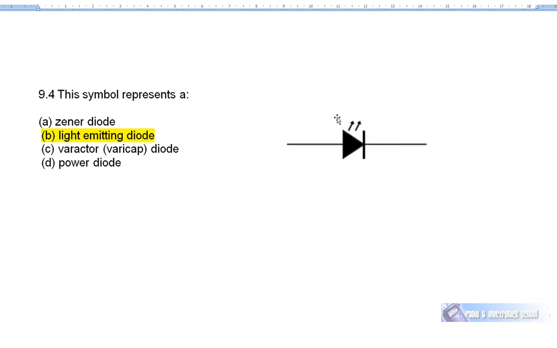Light emitting diodes, in order to emit light, must be forward biased. So negative would be on the cathode, positive would be on the anode, and for a typical low power light emitting diode, the amount of current required to turn a diode on is around about 20 milliamps. You just need to remember the symbol of a light emitting diode, and the arrows are the light coming from the diode.